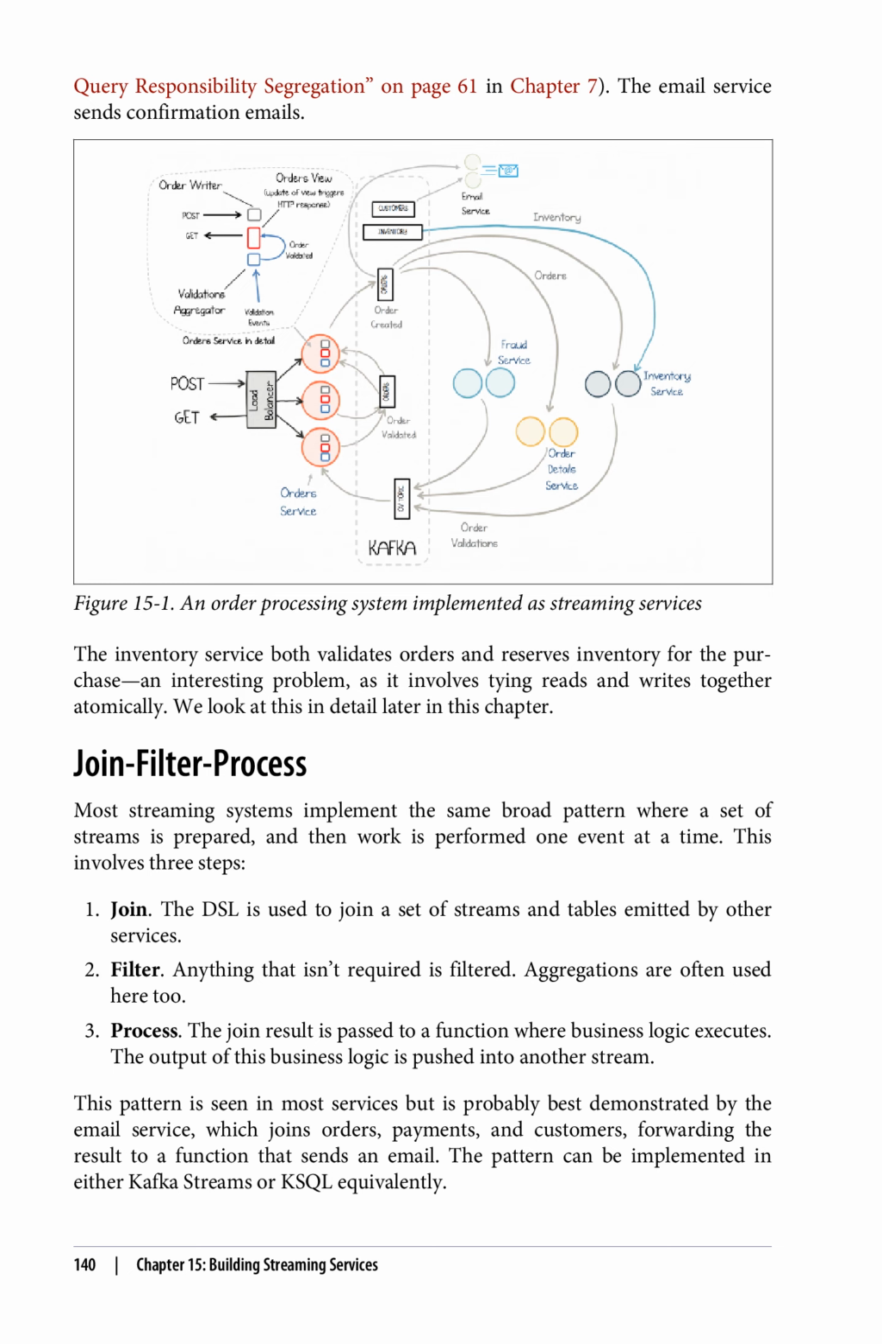This pattern is seen in most services but is probably best demonstrated by the email service, which joins orders, payments, and customers, forwarding the result to a function that sends an email. The pattern can be implemented in either Kafka Streams or KSQL equivalently.